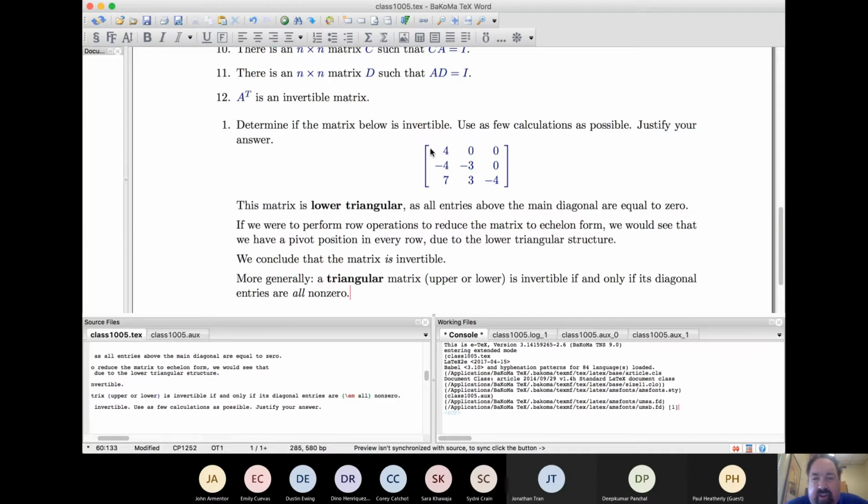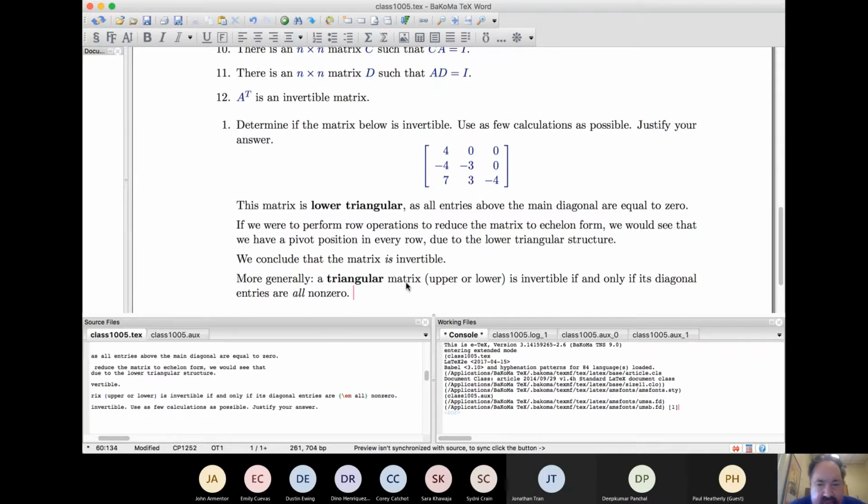If I were to compute the inverse of this matrix, the diagonal entries in the inverse would be the reciprocals of whatever entries you have in a diagonal. So I know that the inverse would have diagonal entries 1/4, -1/3, -1/4. These other entries would take a little more work.